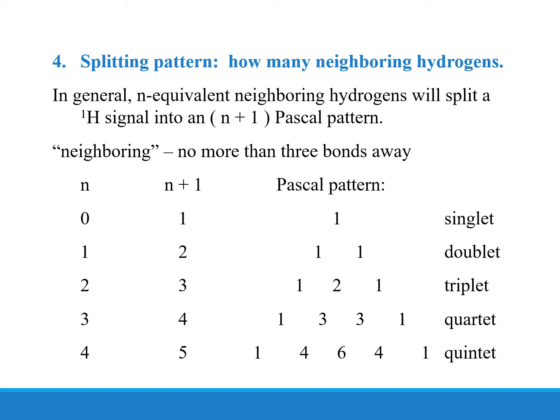Okay, the Pascal pattern also puts them in a mathematical way. So the Pascal pattern works as follows: if you have a single hydrogen atom, two hydrogen atoms will split one another into two, and you will have a doublet.